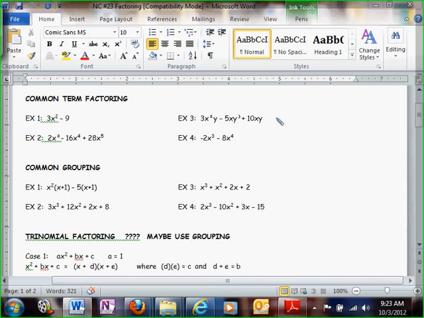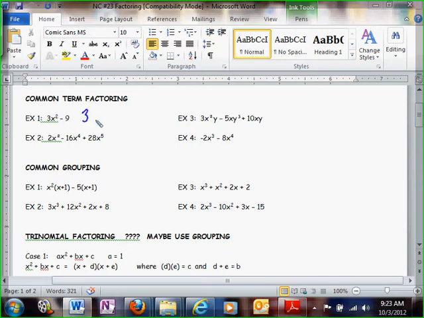Let's do a quick, or maybe not so quick, factoring review. We're going to cover several different types of factoring. We're going to start off with common term factoring, and I will tell you that you should always look for a common term. That's always the first thing you should look for. So if I'm looking at number 1 here, I see that the common term is a 3. And so I would factor out a 3.